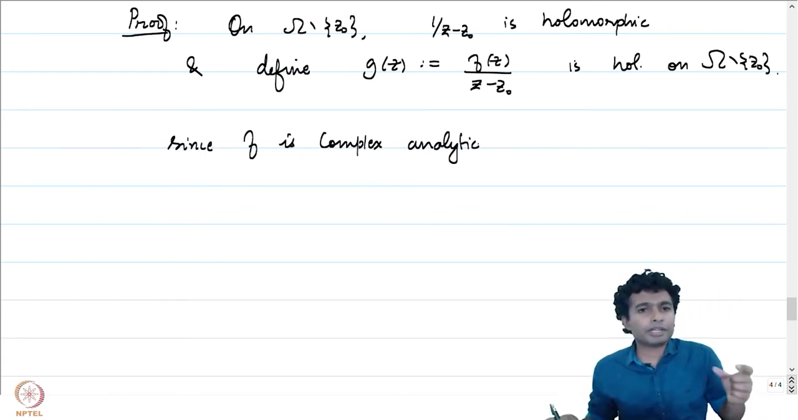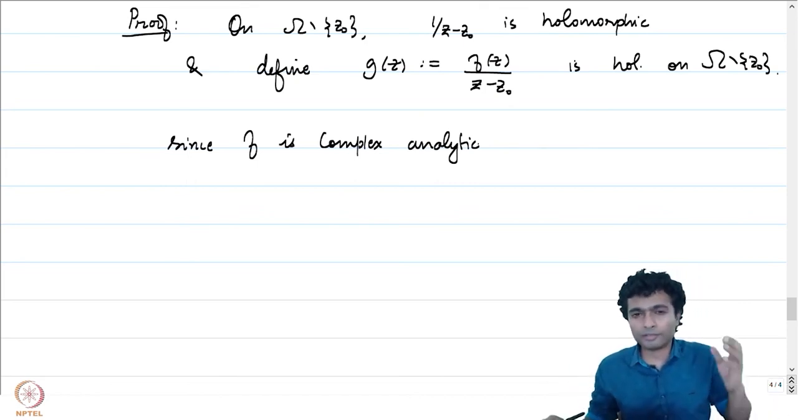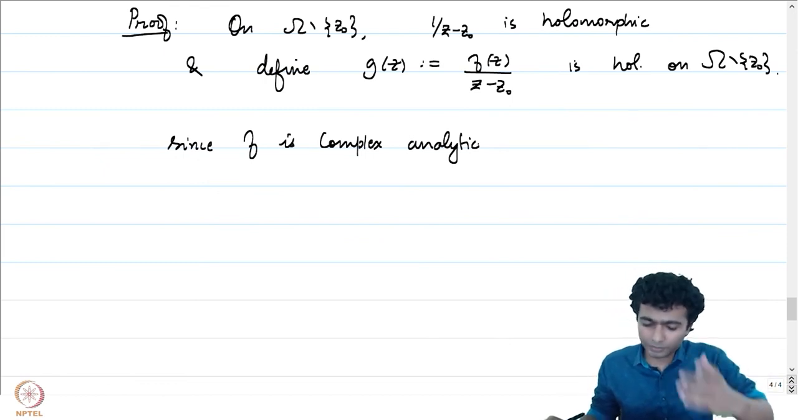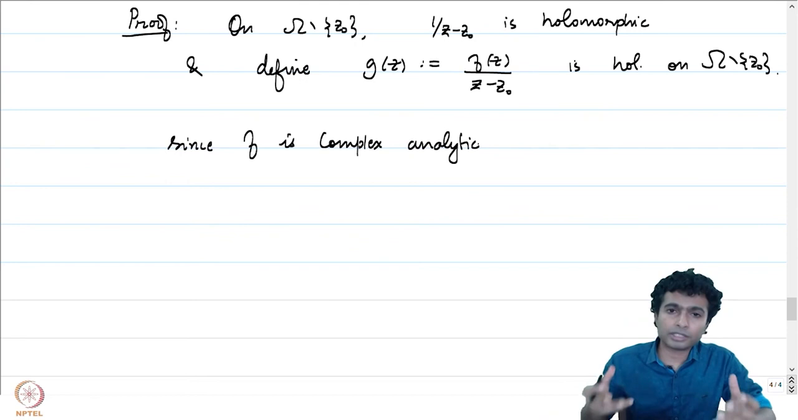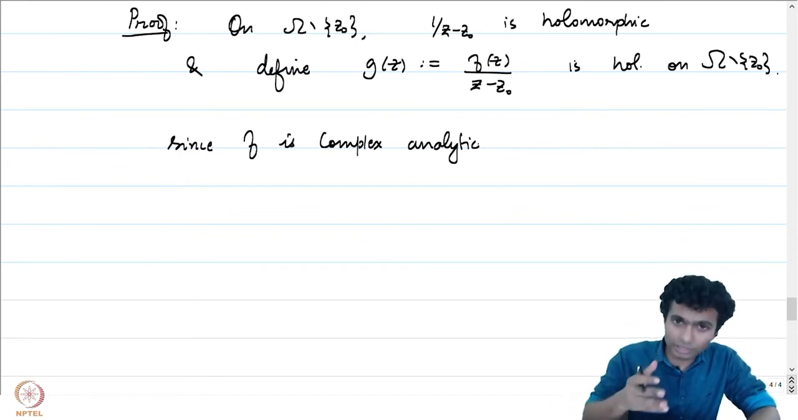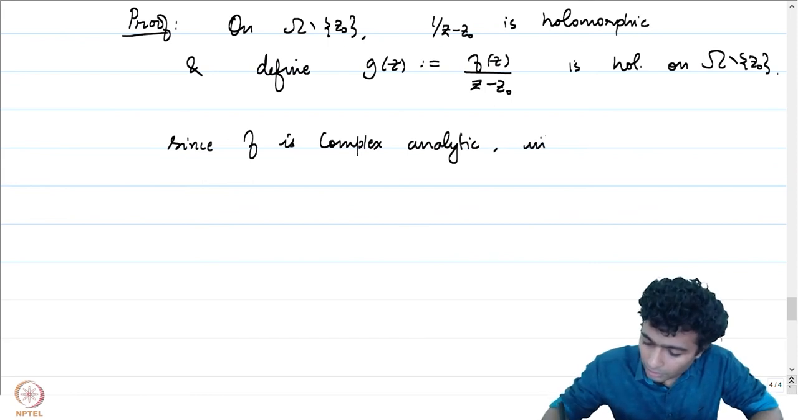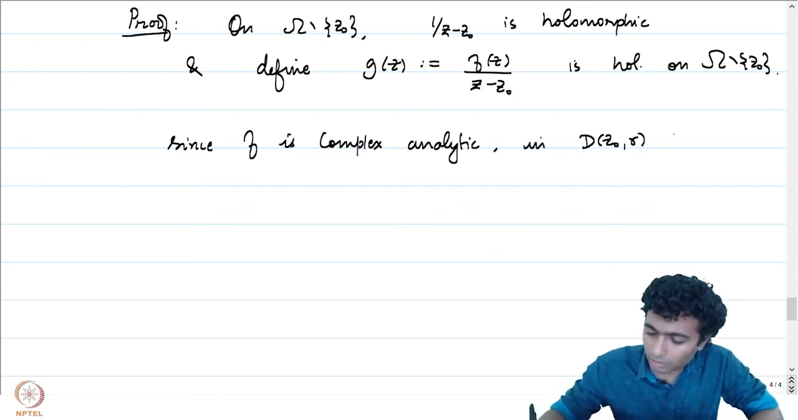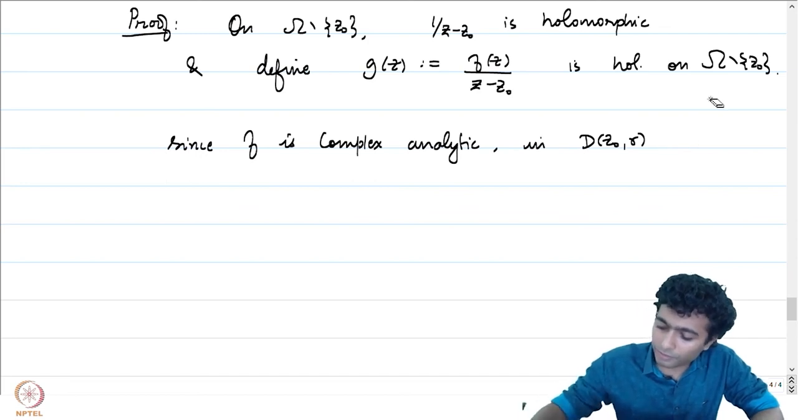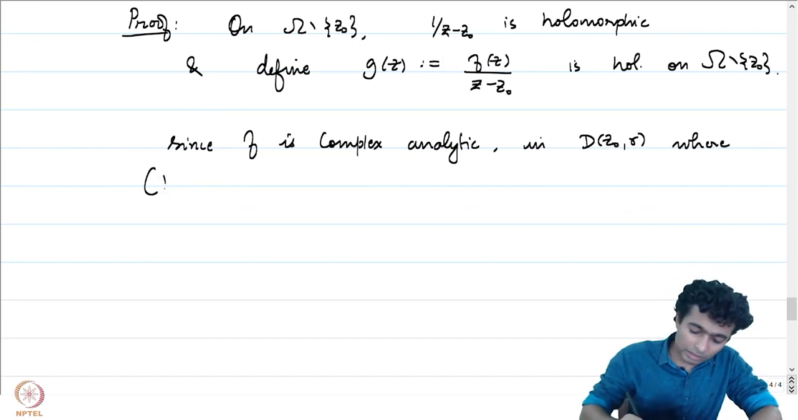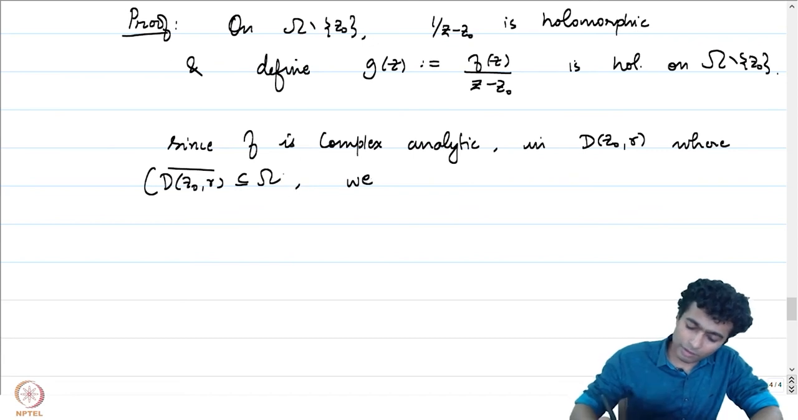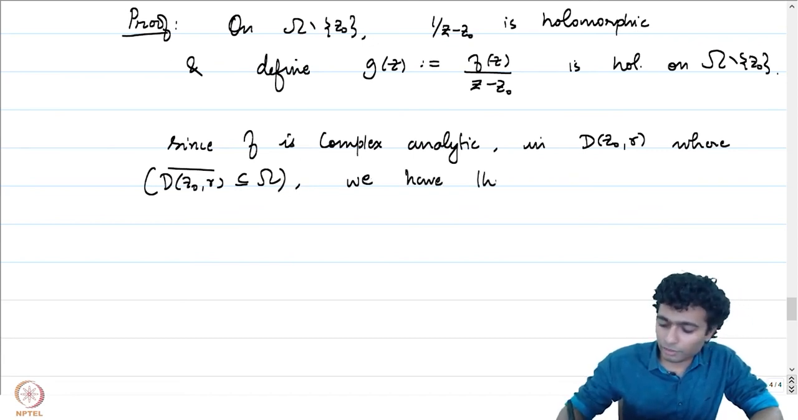what did we prove earlier? We proved that if R is such that the closure of D(z0, R) is contained in omega, then f of z has a power series expansion in D(z0, R). So, let us consider one such power series expansion. Of course, the power series expansion is going to be unique. We have the following power series expansion.